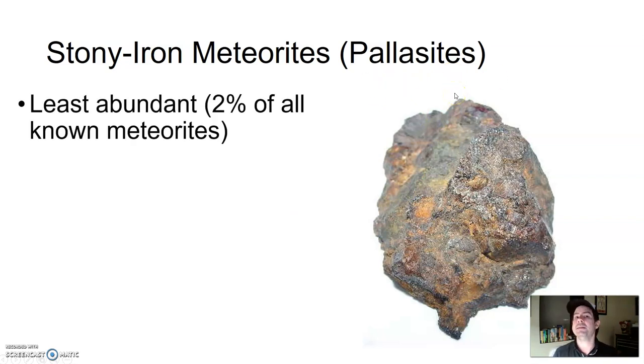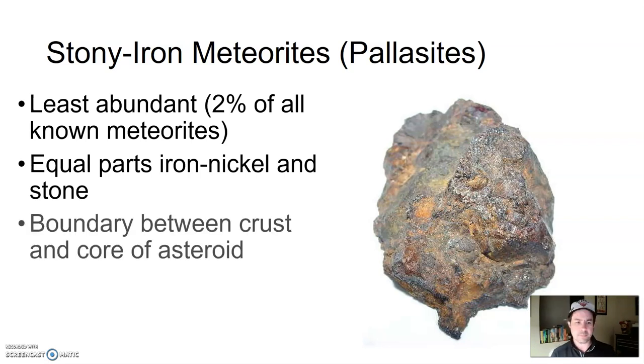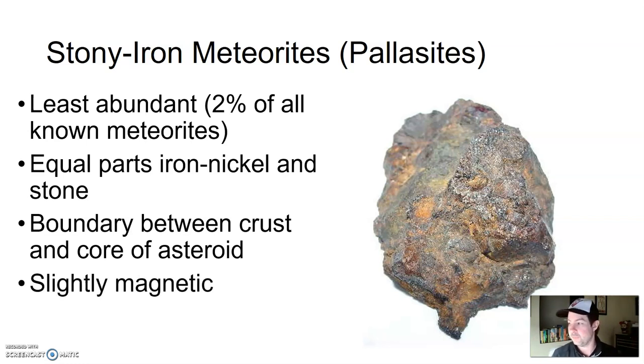It's the least abundant of all the known meteorites that we found on Earth. Only makes up about 2%. Most are stony meteorites. There's a good amount of iron meteorites, very little stony iron meteorites. It's equal parts metal, iron, nickel, and equal parts the minerals and stones from the crust. Because again, it's coming from that boundary between where the crust of the asteroid is and that metal core of the asteroid is. It is also slightly magnetic.